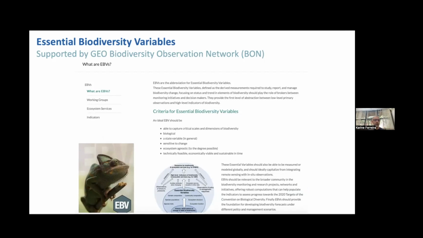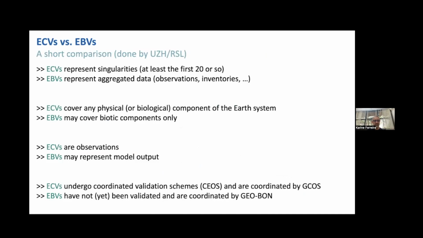So if you go on the GEO BON website, then you have a web page talking about the EBVs and what they are and how you can measure them. And if you compare, for example, ECVs to EBVs, we've done that with some colleagues in Zurich, we can say that ECVs are more representing singularities, whereas EBVs are more aggregated data coming from observations or inventories.